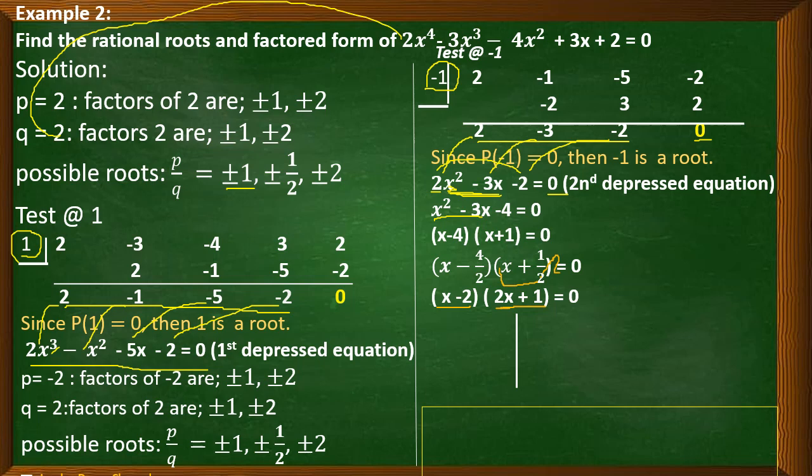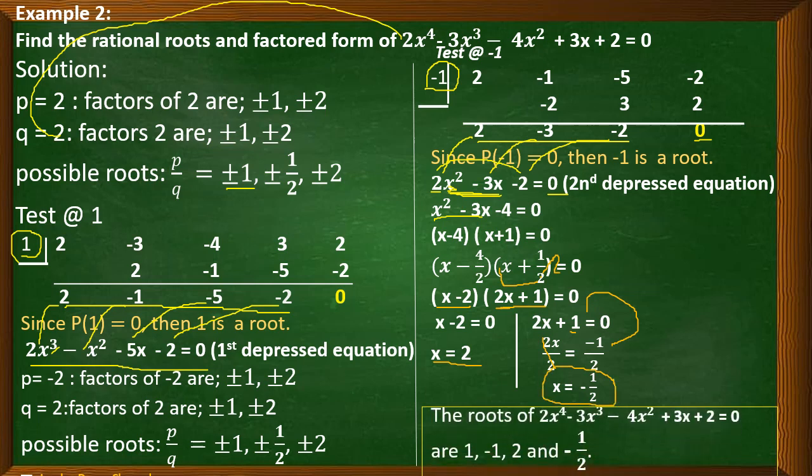Next, equate each factor with 0. Then solve for x. So here, transpose, this will become positive 2. And 1 transposes to the right side, so it becomes negative 1. Then divide both sides by 2. So we have now x equal to negative 1/2. So therefore, the roots are 1, coming from here. Next, negative 1. And the third one is the value of x, 2. And then the fourth one is negative 1/2.